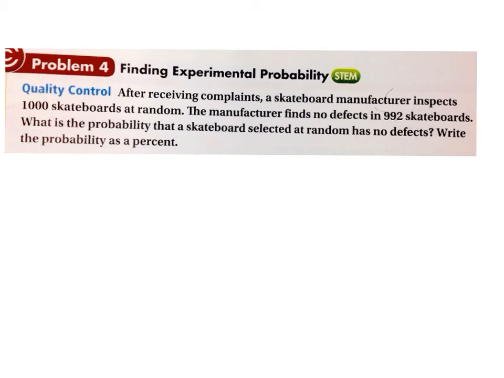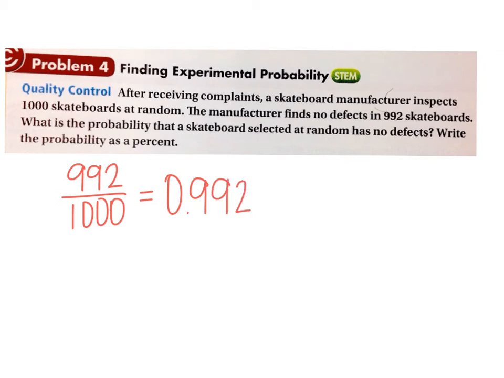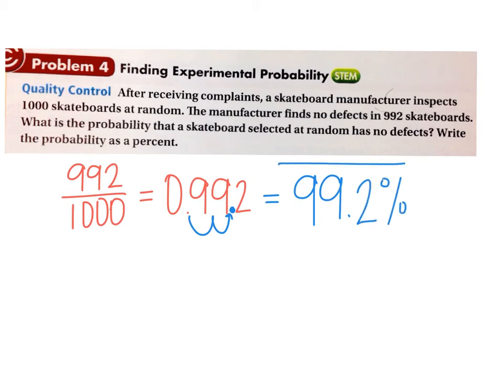So they're telling us that 992 out of 1,000 skateboards were okay. Had no defects. So that's my probability. We want to write it as a percent. So we're going to divide. And we get 0.992. Change it to a percent by moving your decimal 2 places to the right. And that's going to be 99.2% have no defects.